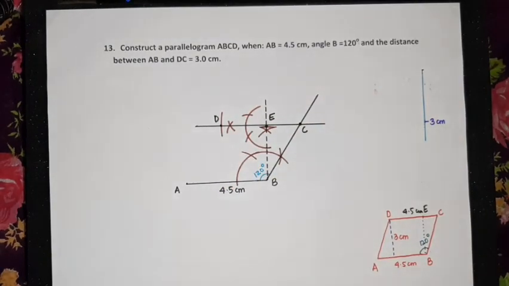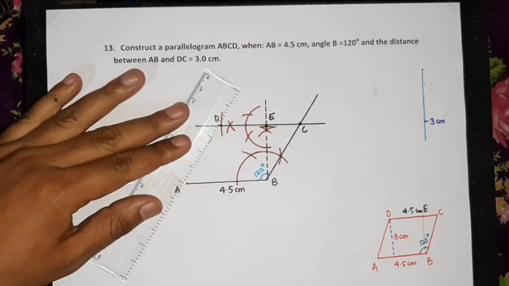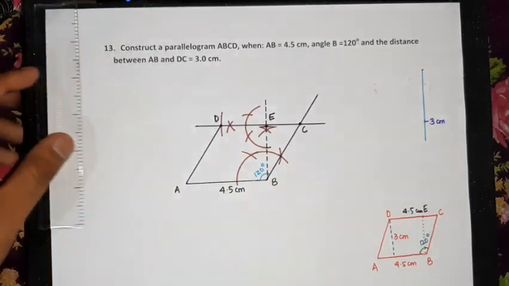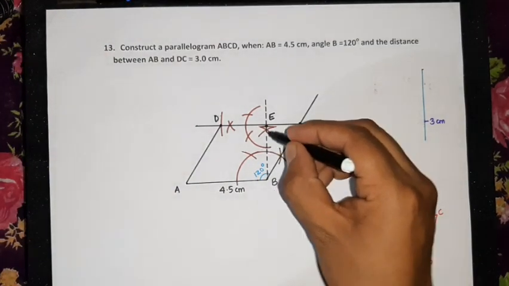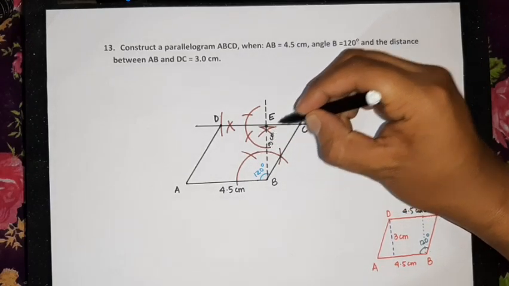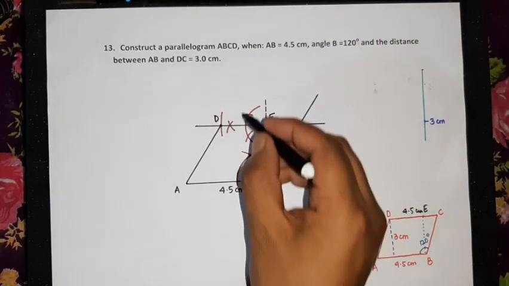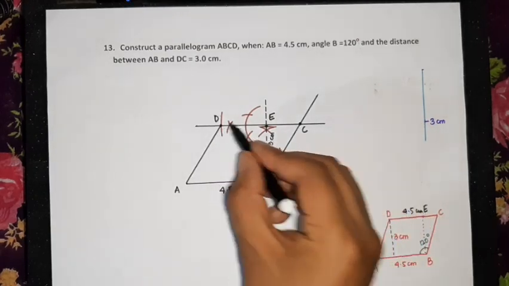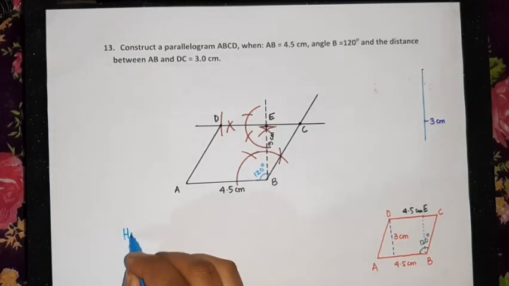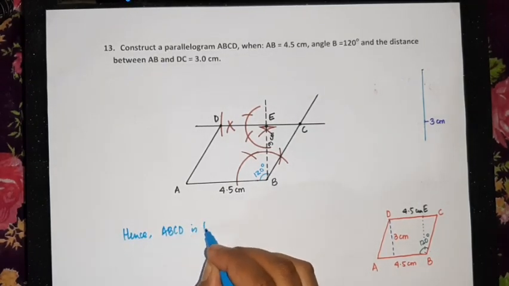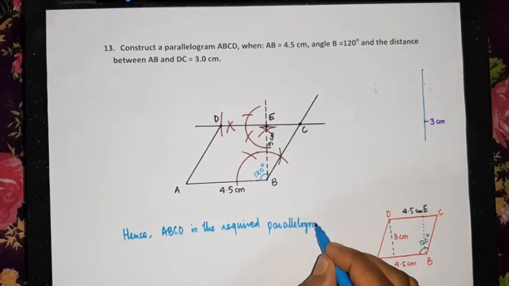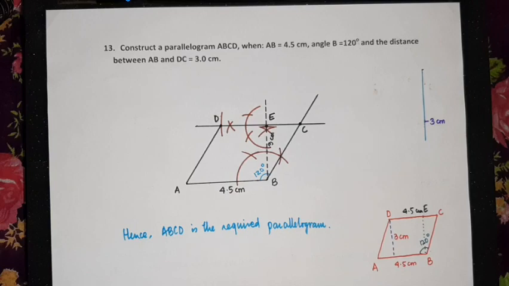Okay, so this is my point D. Now let me join A and D. So I have joined A and D. So we have BE equals to how much? BE is 3 centimeter. So let me write this way. So this is my 3 centimeter. Now this is again 4.5 centimeter from C to D. Okay, so at last we'll write, pause the video to note down.